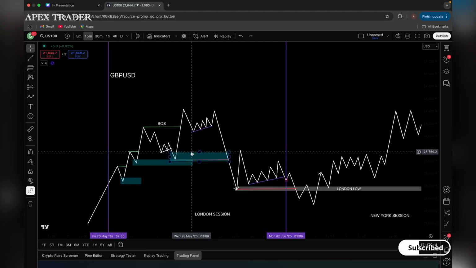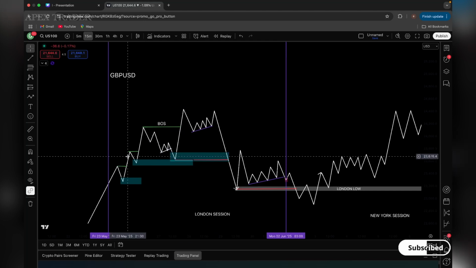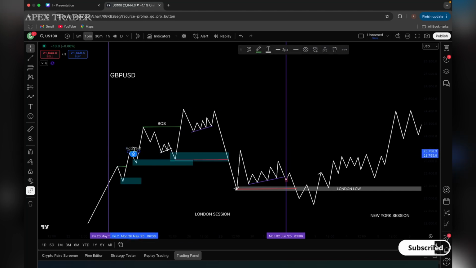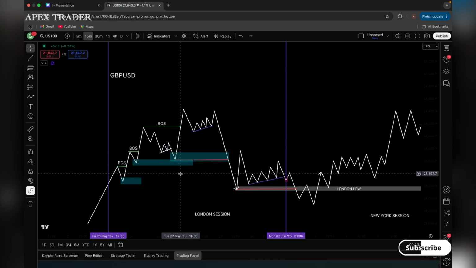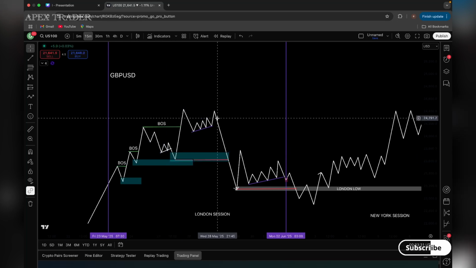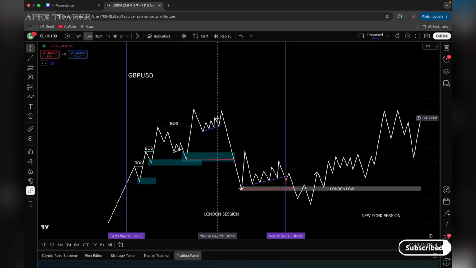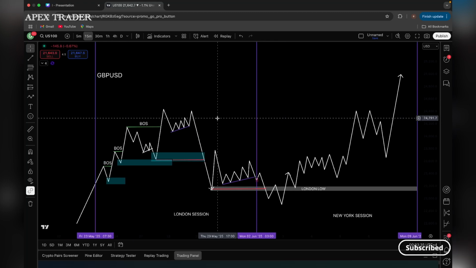By the way, sorry, this is not a medium, this is a minor inducement only. My bad, because it's a 1 minute chart. On the 1 minute chart, inducement. So that's why I show you what is the medium inducement zone. Okay. So after that, what happened?